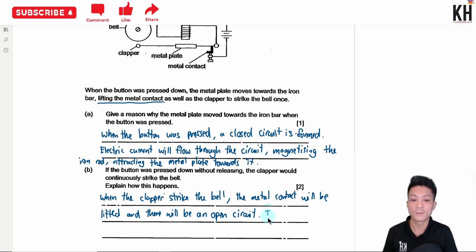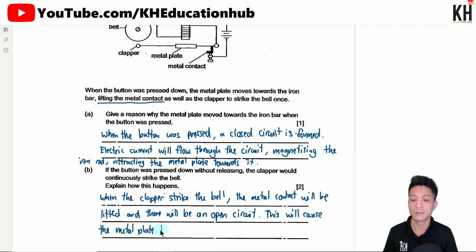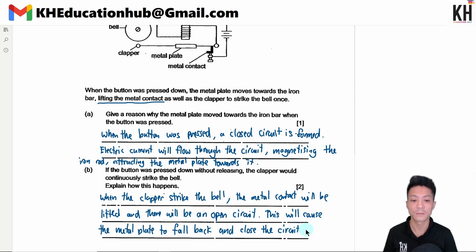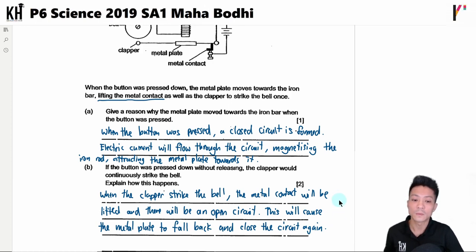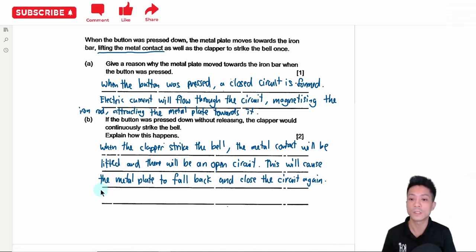Okay, so this will cause the metal plate to fall back and close the circuit again. Hence, the clapper would continuously strike the bell, okay?